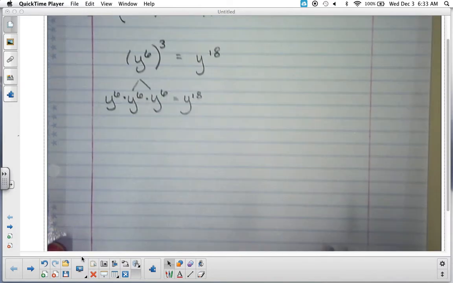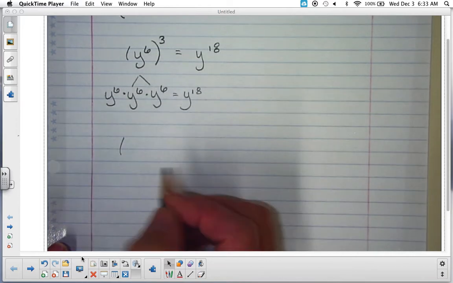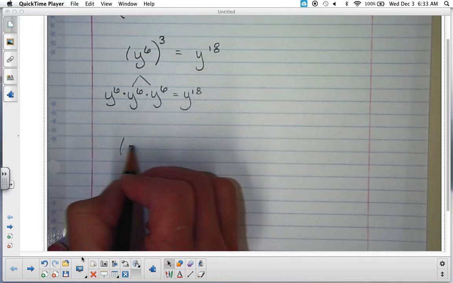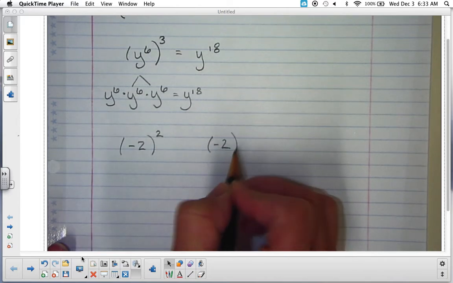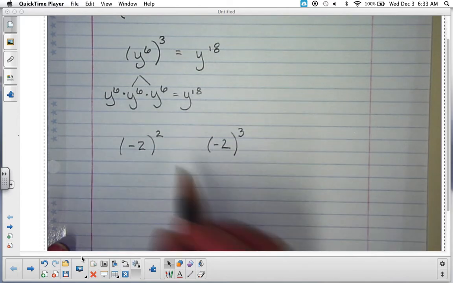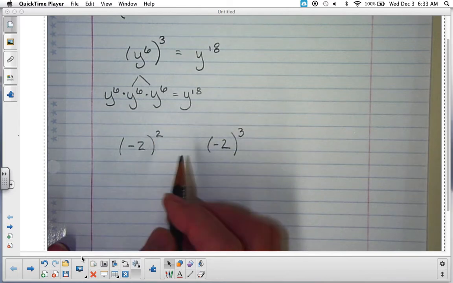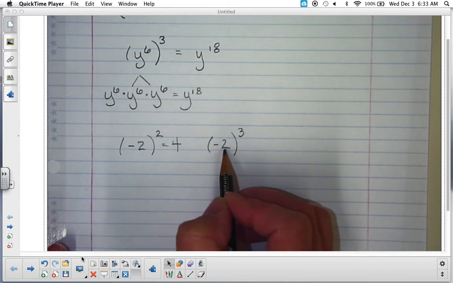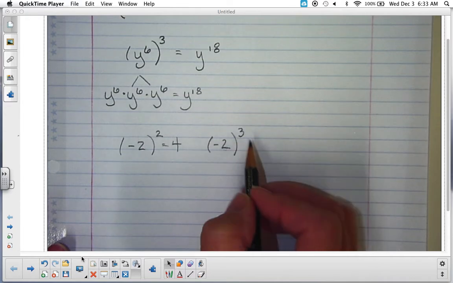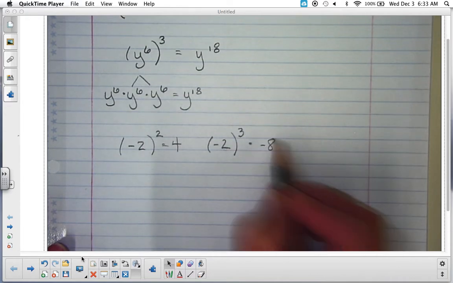One thing to sort of be careful of, and let's just show 2 of these examples. Like suppose you have negative 2 quantity squared, and then you have negative 2 quantity cubed. When we do a negative times a negative, we end up with positive 4. Here when we do a negative times another negative, raising it to the third power, we end up with negative 8.